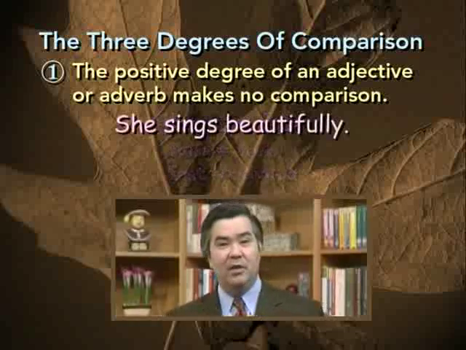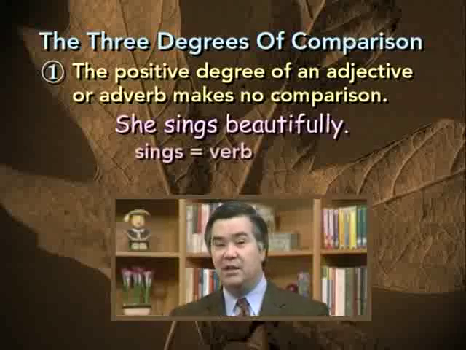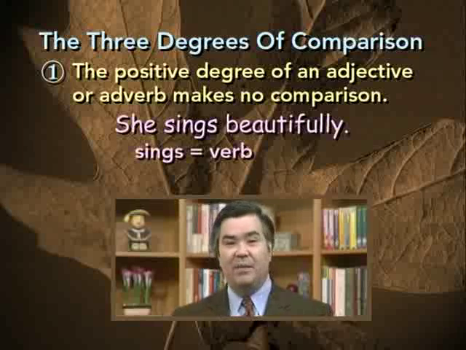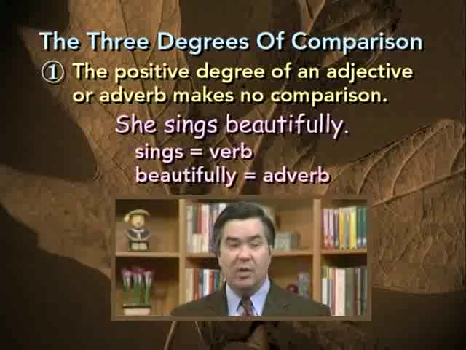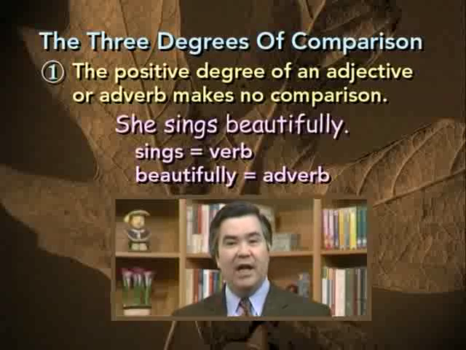Finally, this example. She sings beautifully. In this short sentence, the verb sings is modified by the adverb beautifully. No comparison is involved, so this is simply the positive degree of the adverb beautifully.